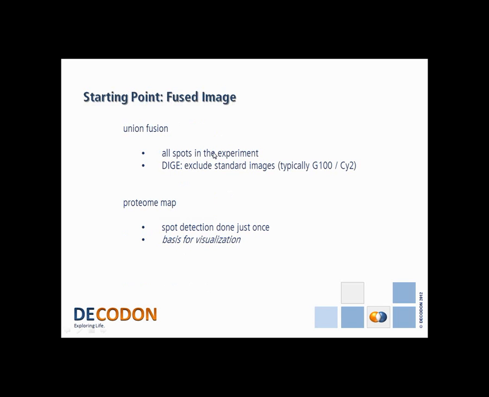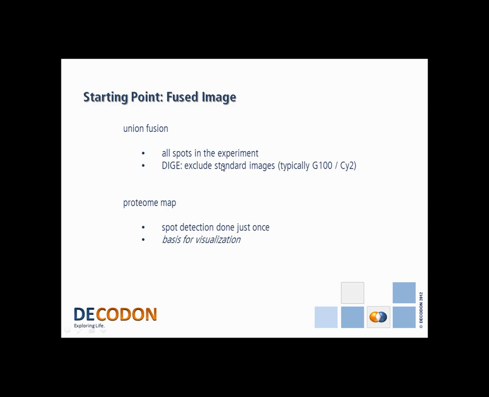The starting point of this webinar today is the fused image. We will use union fusion to get all the spots of the experiment in one view. Union fusion means that each pixel is compared to the pixel across all the images, and it appears in the fused image with its darkest appearance.